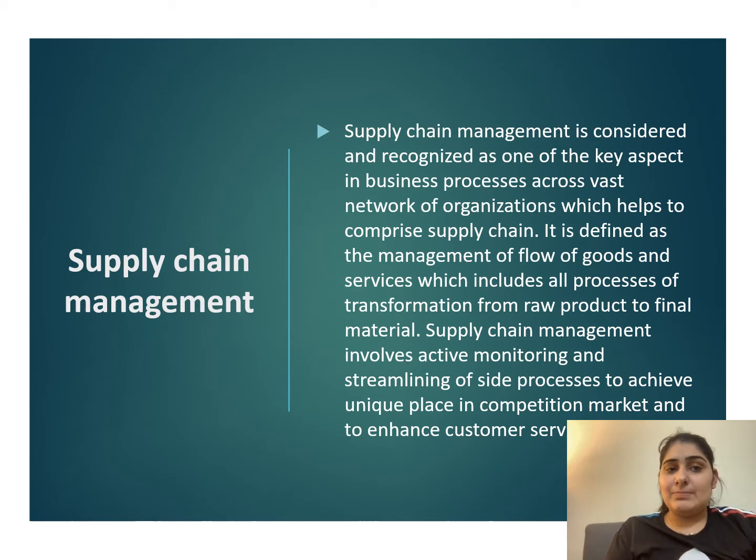Another one is supply chain management. Supply chain management is considered an organized key aspect of business processes. It spans a vast network of organizations which comprise the supply chain. It is defined as the management of flow of goods and services, which includes all the processes of transformation from raw product to final material. Supply chain management involves active monitoring and streamlining of processes to achieve a unique place in the competitive market and to enhance customer service. Next slides will be continued by Manjeet.